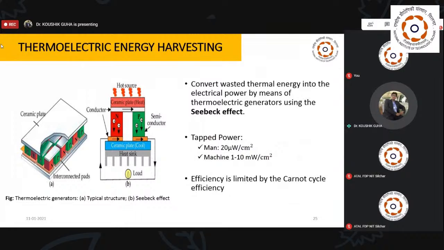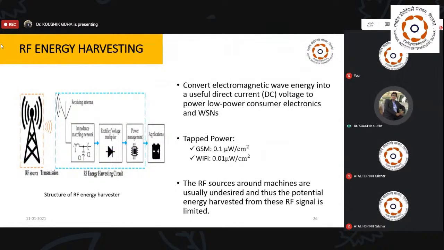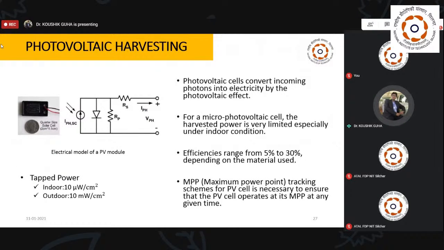So there are other types of energy harvesting systems, that is thermoelectric energy harvesting. Here we can use the Seebeck effect to generate the power, and the efficiency is limited by the Carnot cycle efficiency. So that is one of the disadvantages. Then RF energy harvesting, as I just told you, is another method to harvest energy from GSM and Wi-Fi signals. Then photovoltaic harvesting, very popular. The solar cell, from the sun rays, we can harvest the energy. A lot of work has been going on in solar cells and harvesting from photovoltaic technology also. So it is also very interesting work.